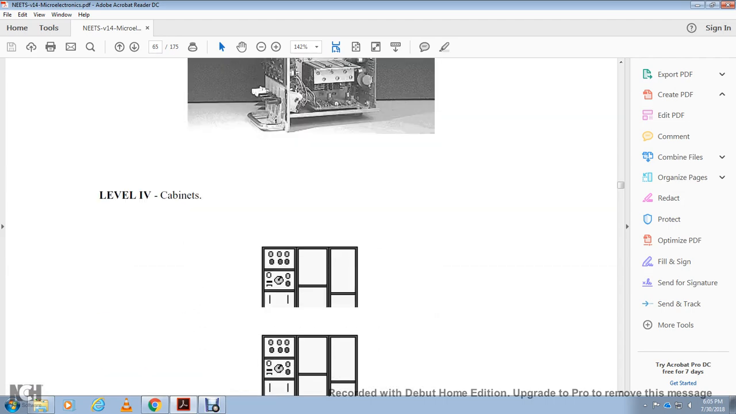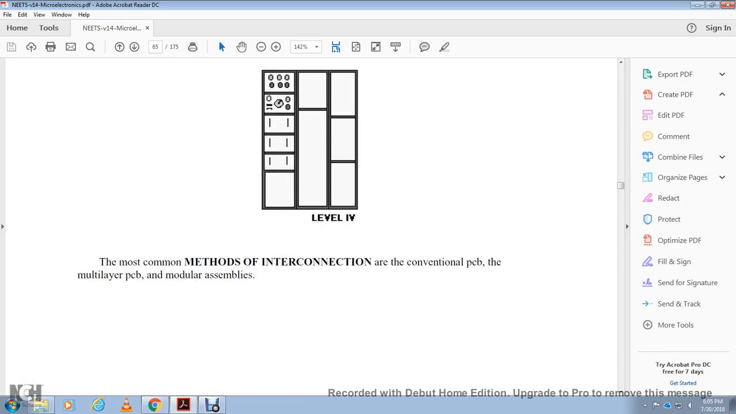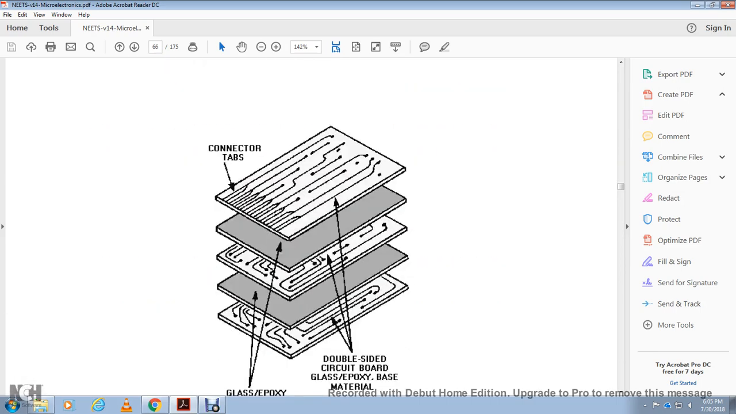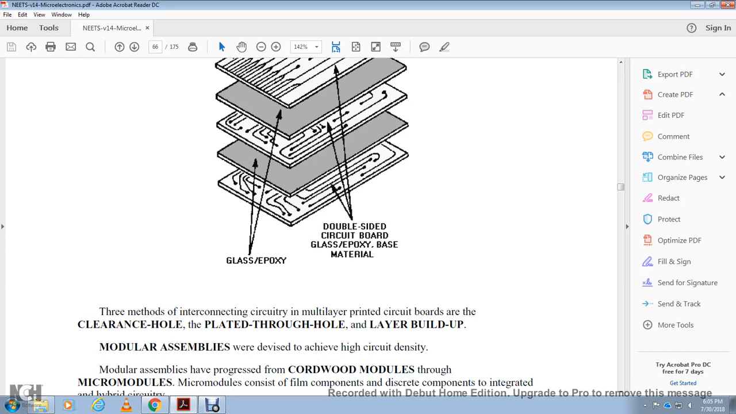Level 4, cabinets. The most common method of interconnection of the conventional printed circuit board is the multi-layer printed circuit board and modular assemblies. Connector tabs, dual-sided circuit board, glass epoxy base. The best method of interconnecting the multi-layer printed circuit board is over the clearance hole with the plated-through hole and layer buildup. Modular assemblies are derived to achieve higher circuit density.